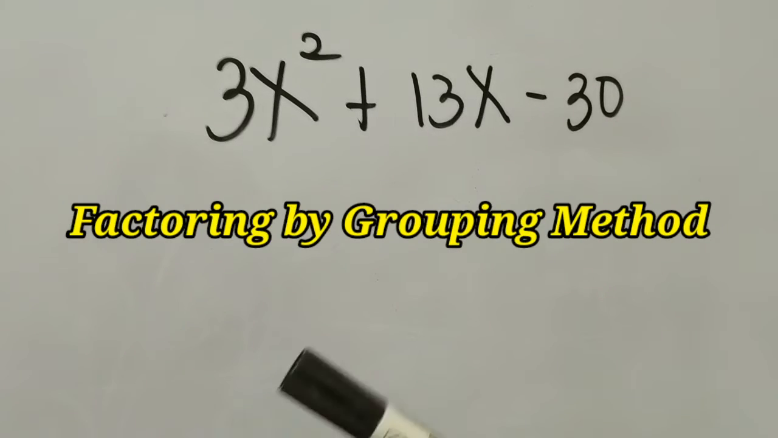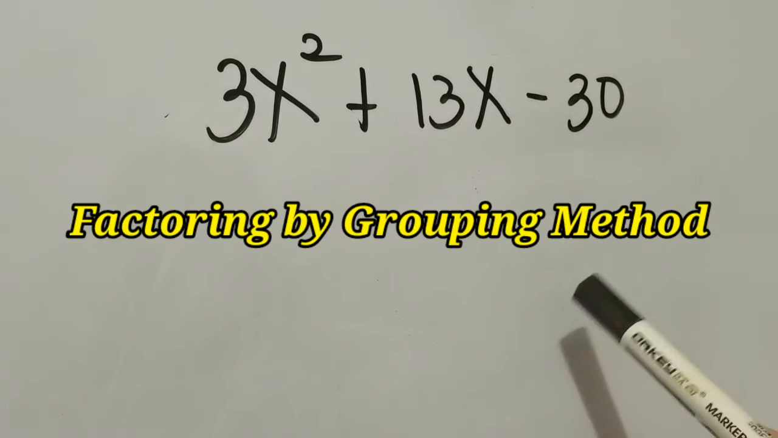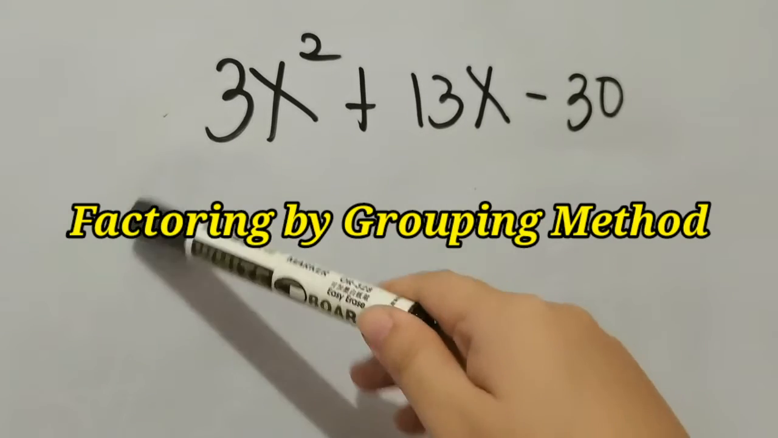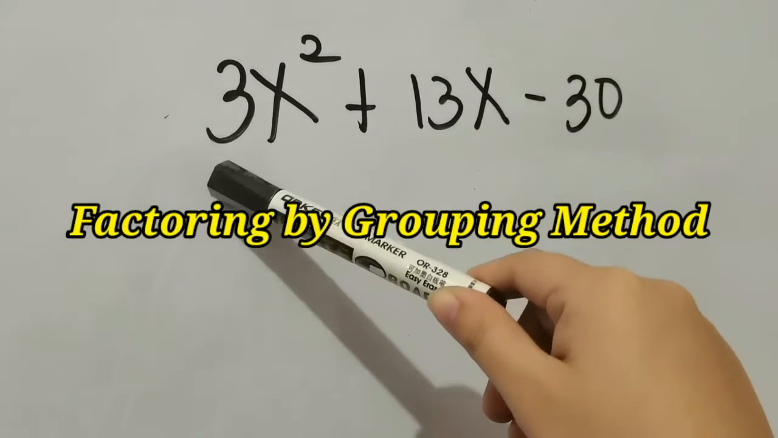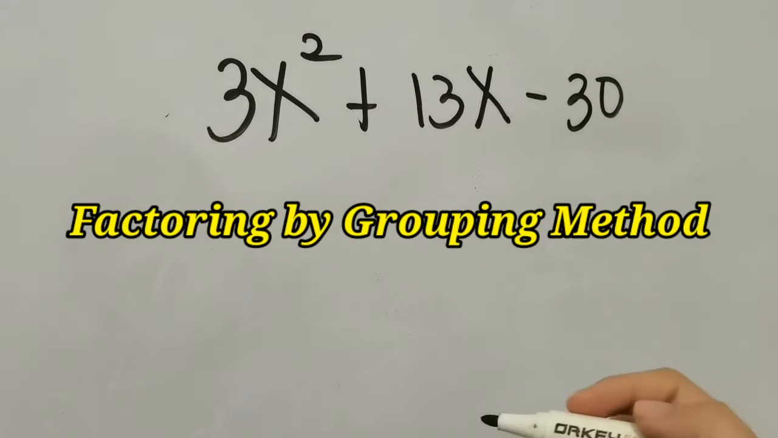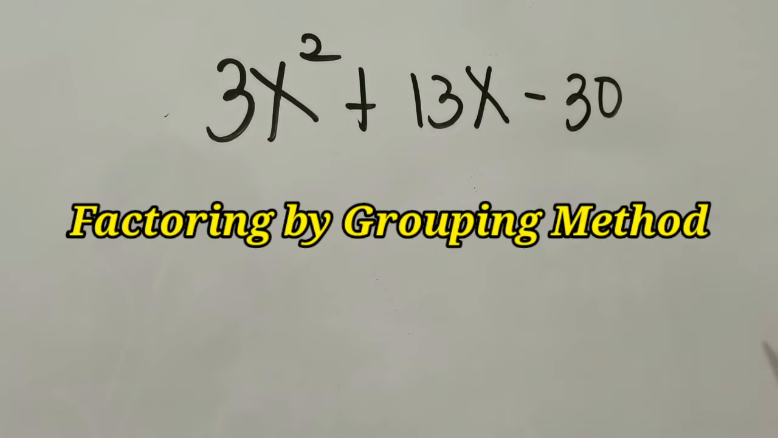And the sixth method is factoring by grouping method. This one is applicable for large A's. So, we have 3, no? Medyo malaki na siya. So, try natin na gamitin ang factoring by grouping for this example.